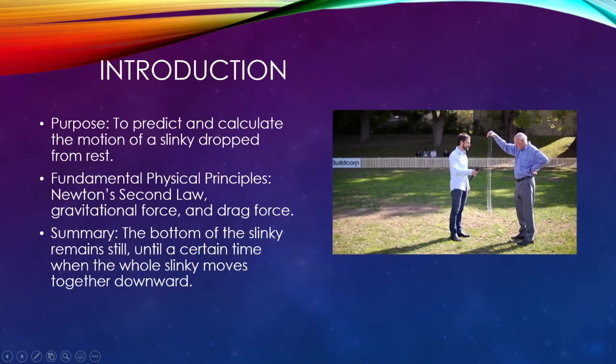So, the purpose of this lab was to predict and calculate the motion of a slinky dropped from rest. And I've got the video that I used in Tracker, in order to calculate where exactly the slinky dropped. The fundamental physical principles were Newton's second law, the gravitational force, and drag force. A summary of my findings was that the bottom of the slinky remains still until a certain time when the whole slinky moves together downward. Here's the video that I used for reference.